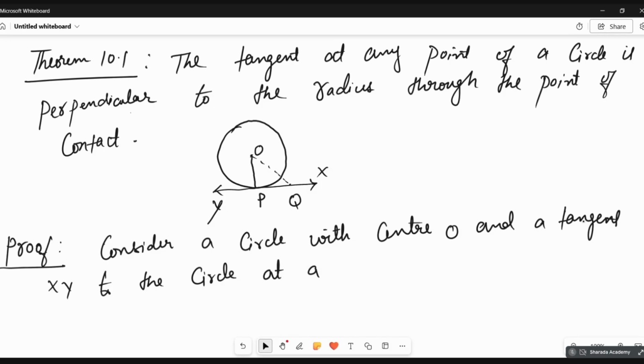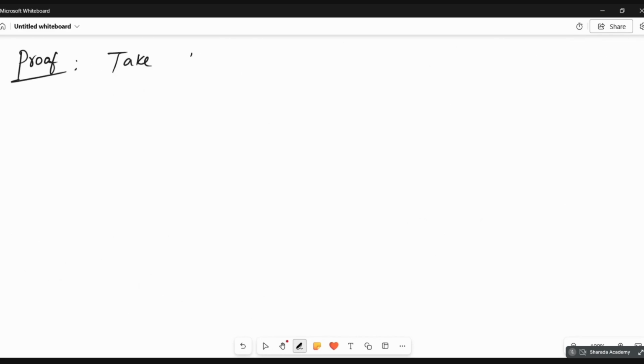So easy, no? Consider a circle with a tangent touching it at a point P. OP is perpendicular to XY. Write down. Take a point Q on XY. Write down this.